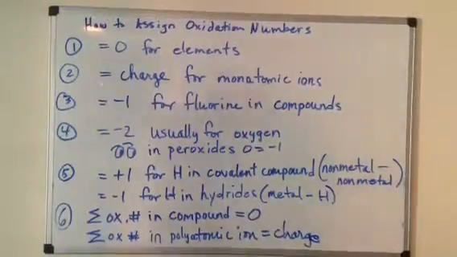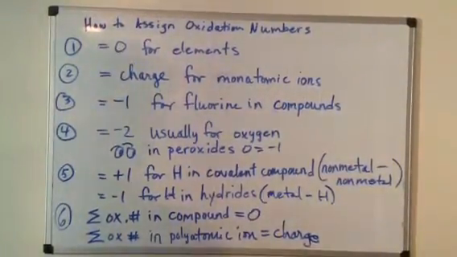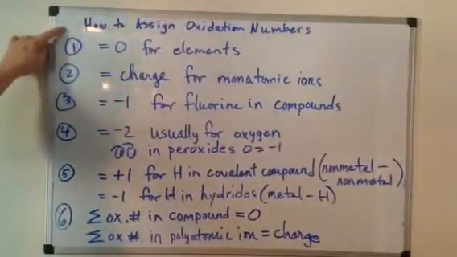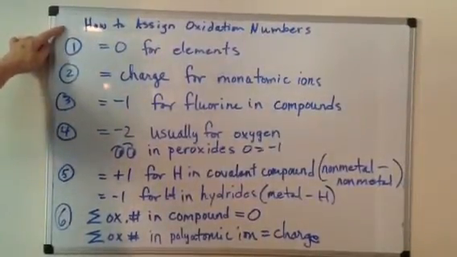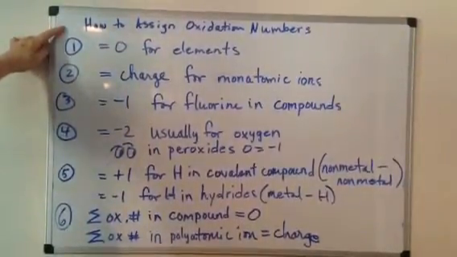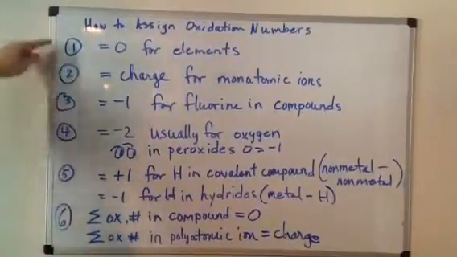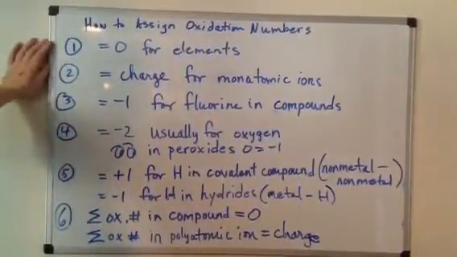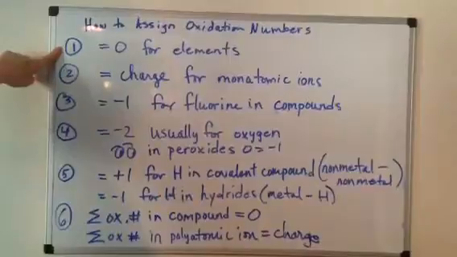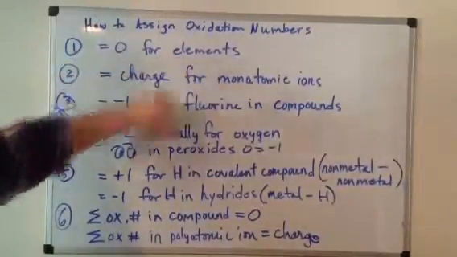This video is going to show you how to assign oxidation numbers. So your notes had rules for assigning, and I've condensed those into this format. I want you to put this on a note card. Rule 1. Oxidation number is 0 for elements.